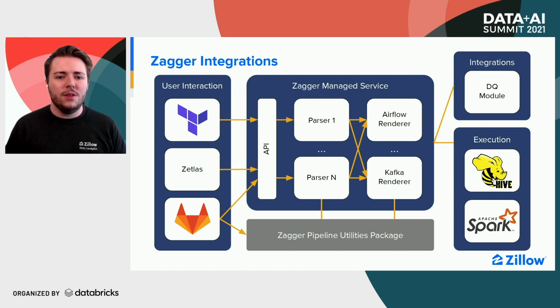Second, we have the Zagger Managed Service, or ZMS. So this is the service that we run, which when accessed through an API, will parse, render, and deploy the pipeline.